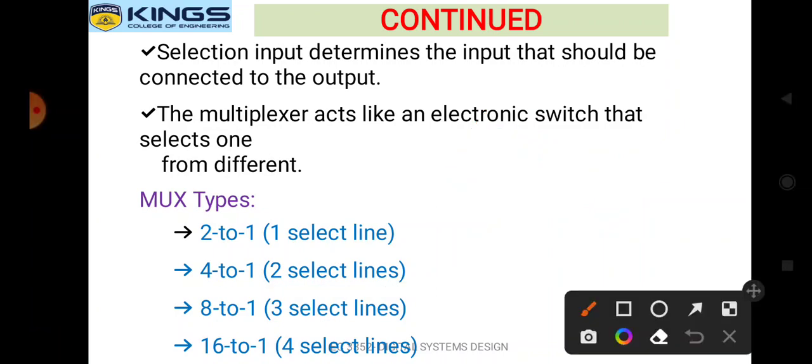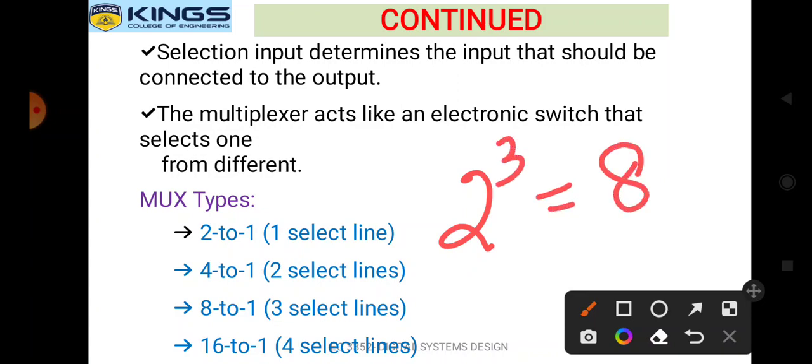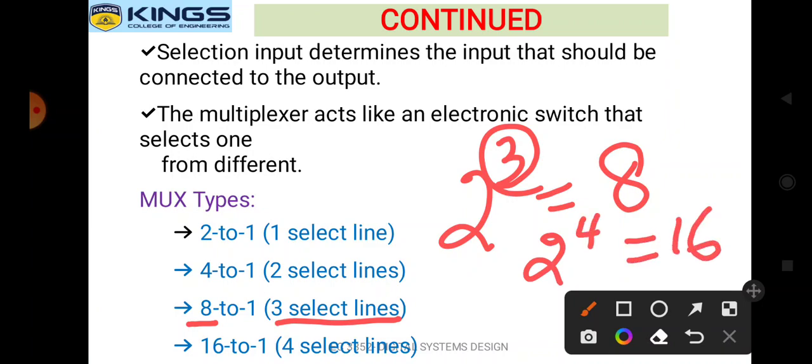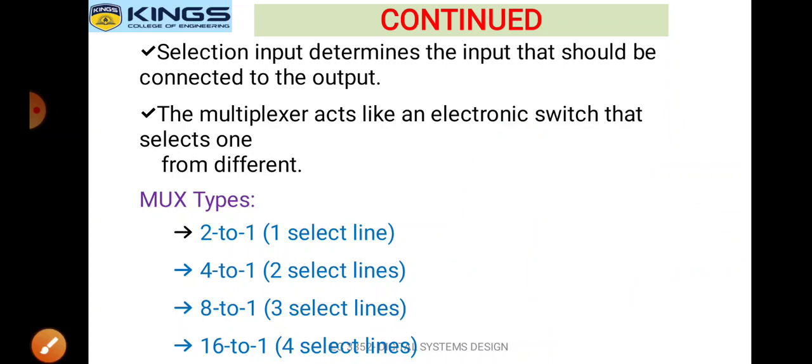Similarly, 2 power 3 is nothing but 8. 8 inputs will be there and 3 selection lines will be there. For 2 power 4, it is equal to 16, right? For 16 inputs, 4 selection lines will be there. So this is nothing but the types, right?